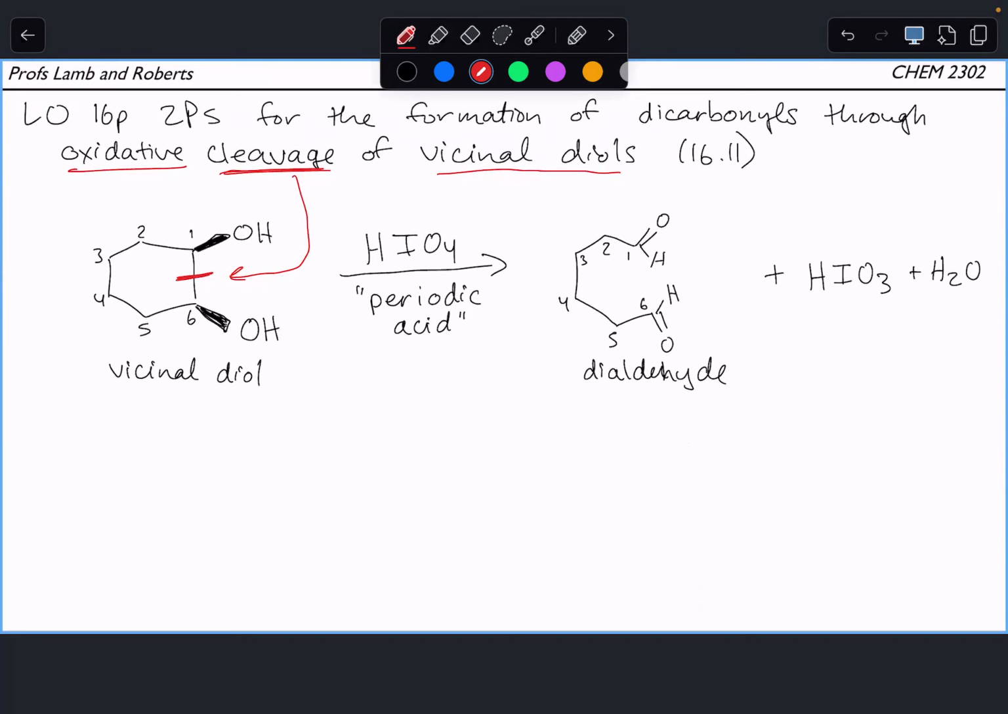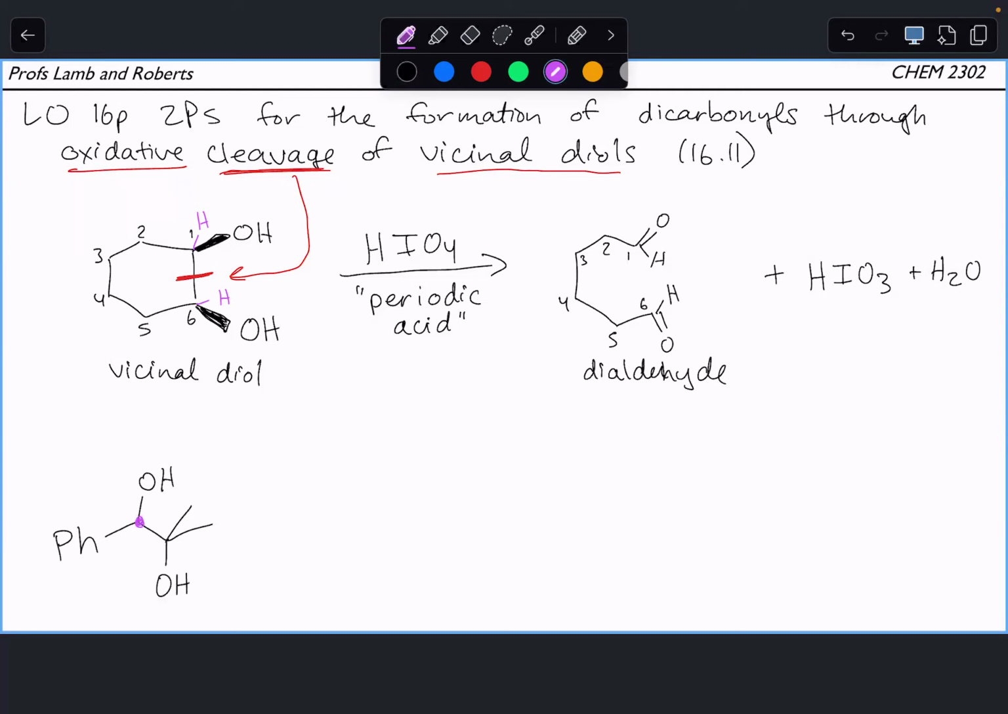Okay, so let's notice that these were secondary alcohols and they gave us aldehydes. So now let's look at an example where we have one secondary and one tertiary alcohol.